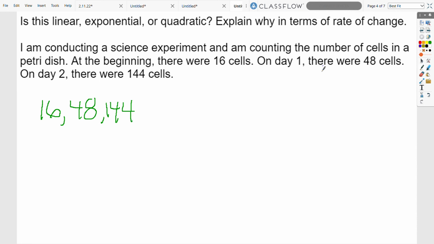We would notice that this is not linear because this is adding 32, and then this is definitely not adding 32. And so we might notice that 48 divided by 16 is multiplied by 3. 48 to 144 is also multiplied by 3.